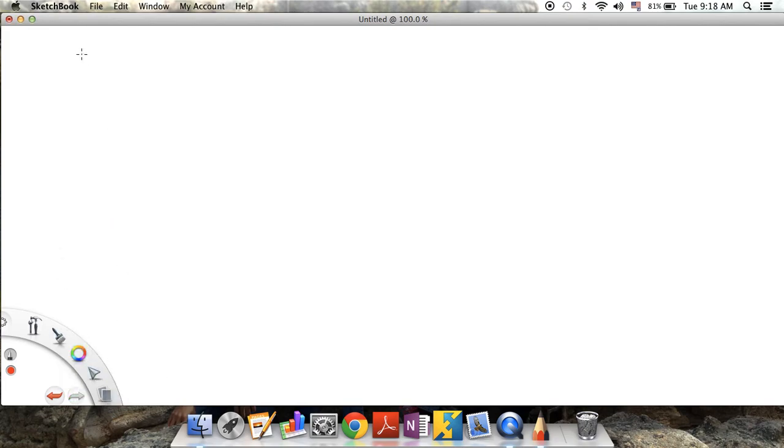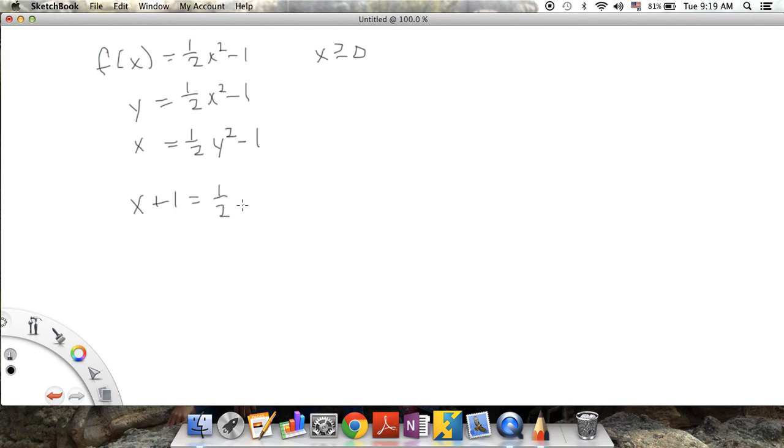All right, so if we go back, we've got f of x is 1/2 x squared minus 1. And we said we wanted to limit it to x greater than or equal to 0. So we want to find our inverse now. So we switch. We've got y is 1/2 x squared minus 1. And we switch those so that we have x is 1/2 y squared minus 1. So now we just solve for y, add 1 to both sides, multiply by 2, and then take the square root.